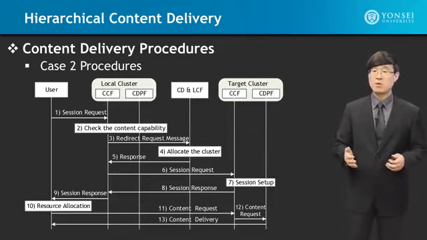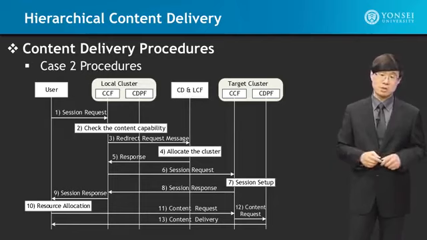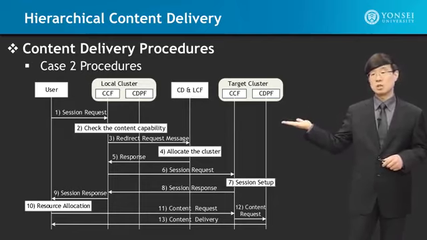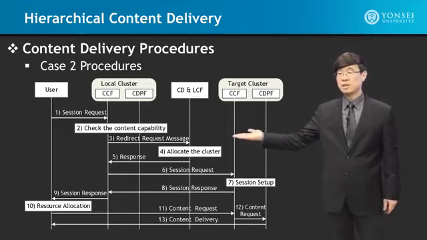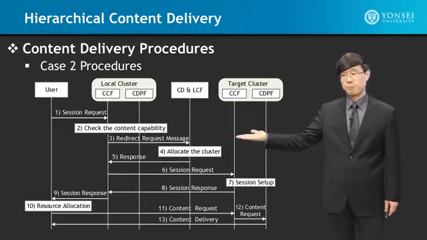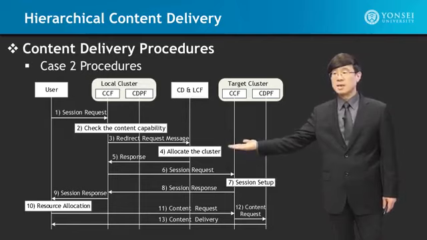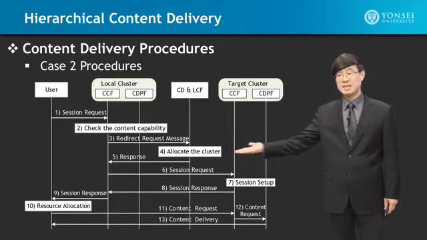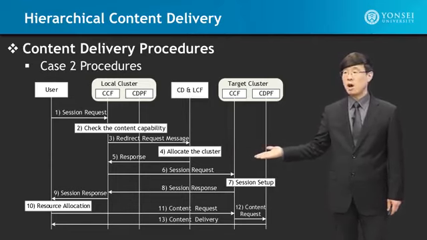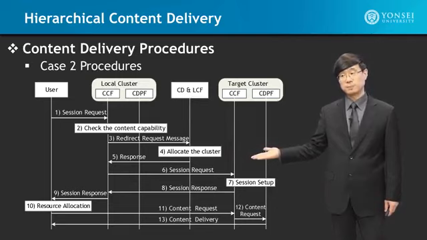That unit has information of other local clusters. So it is going to start to look and search around the other clusters, and it will allocate the cluster that does have that information. It will send back a response telling the CCF where to make a connection, and the CCF will make the connection by sending a session request to the target cluster's CCF.